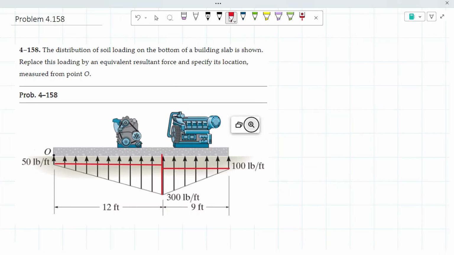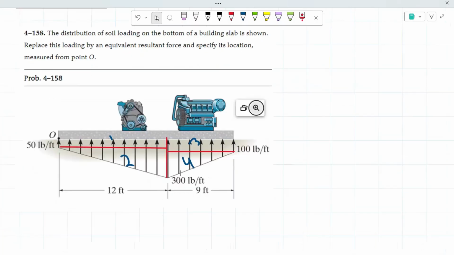So now that we have these four shapes, 1, 2, 3, 4, we're going to be finding their forces individually, and then from there determining that overall resultant force. So what we're going to do first is call this area 1. Then from there, we're going to call this area 2, area 3, and section 4.